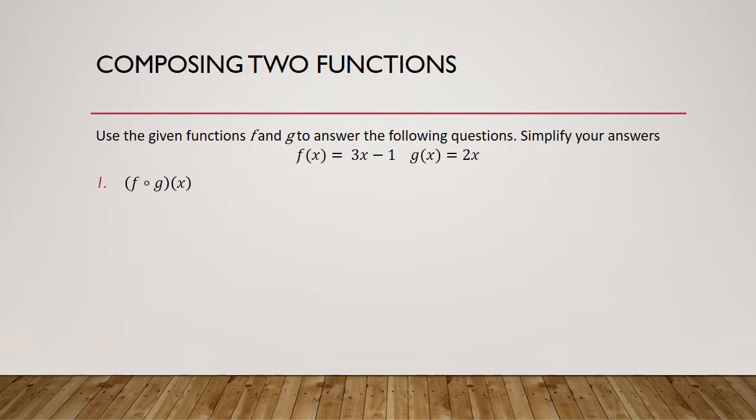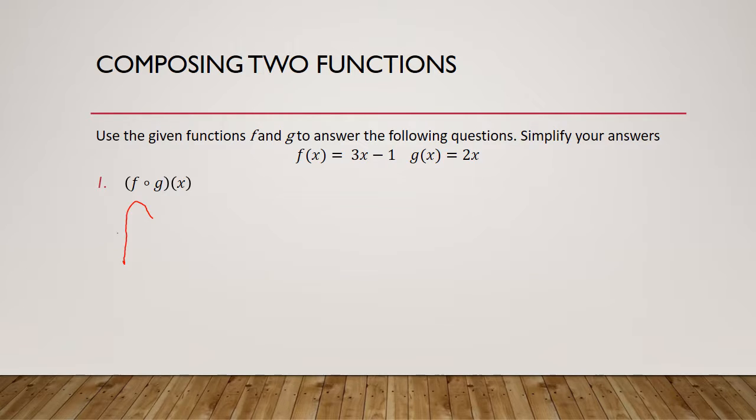So I've got two functions. The function f of x, which is 3x minus 1. So that's a machine. It takes its input, times it by 3, subtracts 1. And then the function g of x, which is 2x. So the function g of x is a machine. It takes its input and it times it by 2. So now what I want to find is f of g of x.